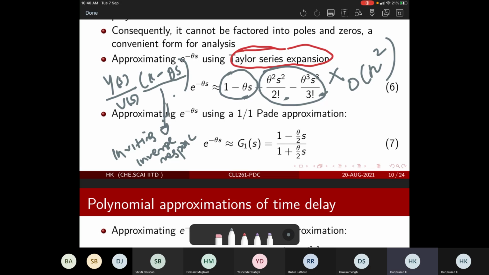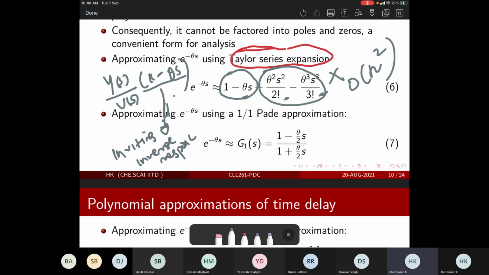Unnecessarily, right? You had a time delay problem, and you got around it by making a linear approximation. But that linear approximation has brought in a zero, a positive zero technically speaking, which essentially means you are bringing an inverse response into the system. So this was a big problem.